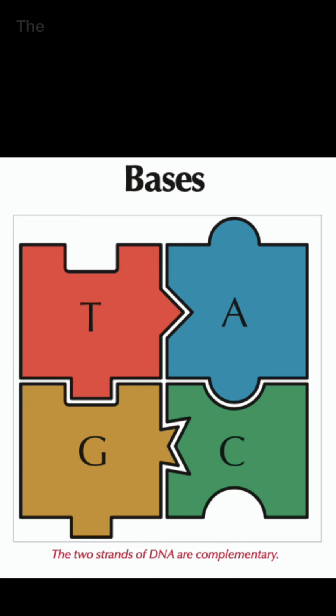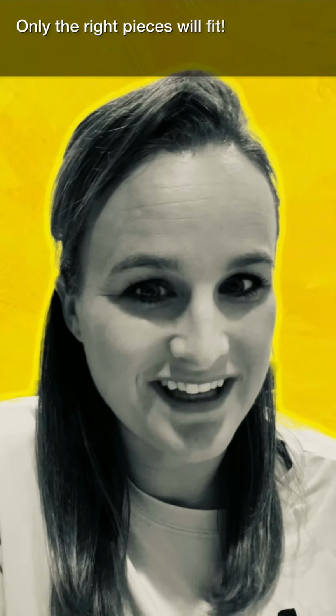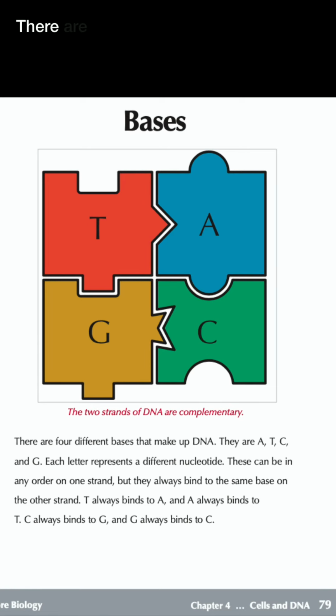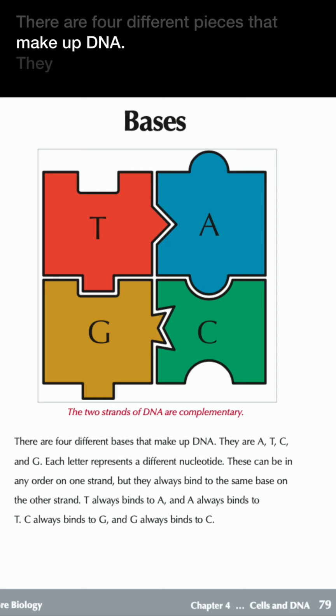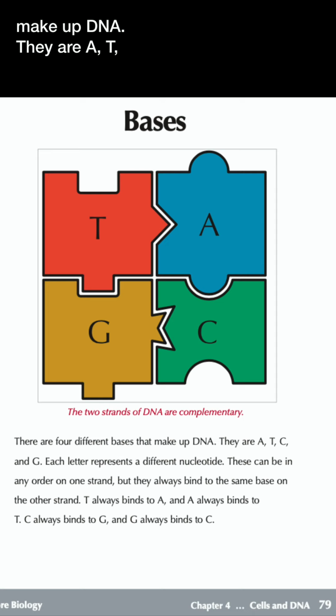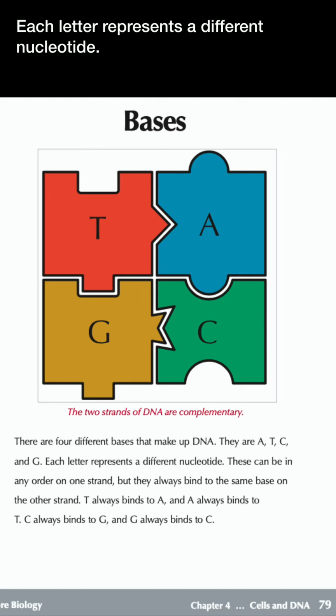Bases. The two strands of DNA are complementary. The binding of DNA bases is like a puzzle. Only the right pieces will fit. There are 4 different bases that make up DNA. They are A, T, C, and G. Each letter represents a different nucleotide.